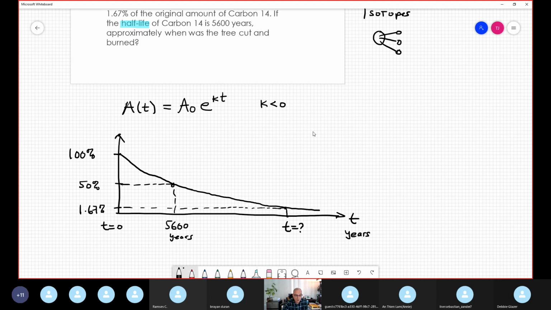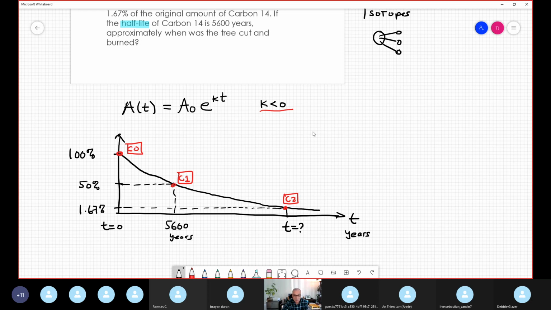One more time, we have three conditions in the problem. Condition 0 is at the beginning. Condition 1 can always help me to find the k value. By the way, k is negative because it's a decay problem. And condition 2 is the final answer. I have in my hand the concentration 1.67, but I need to find the time corresponding with this concentration. Do you understand the idea?